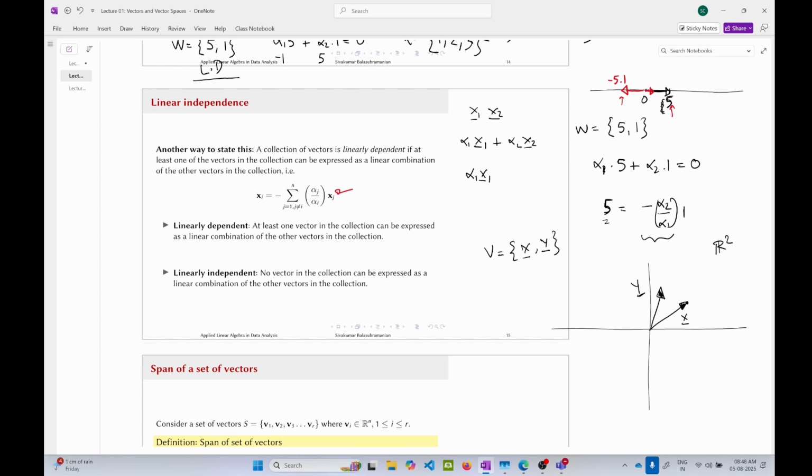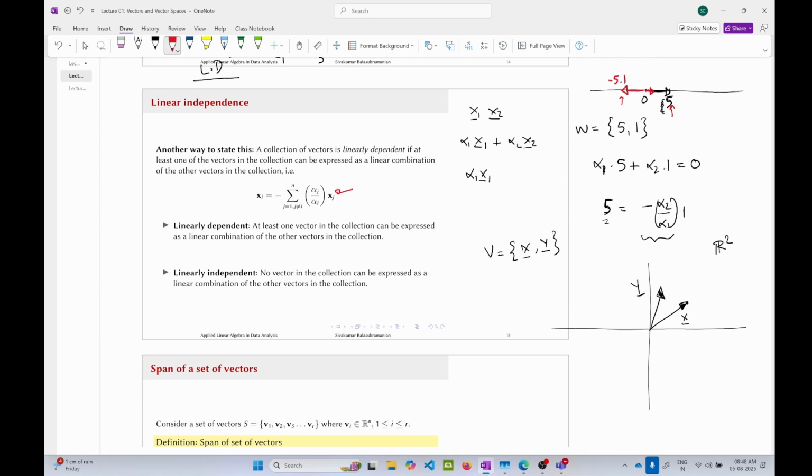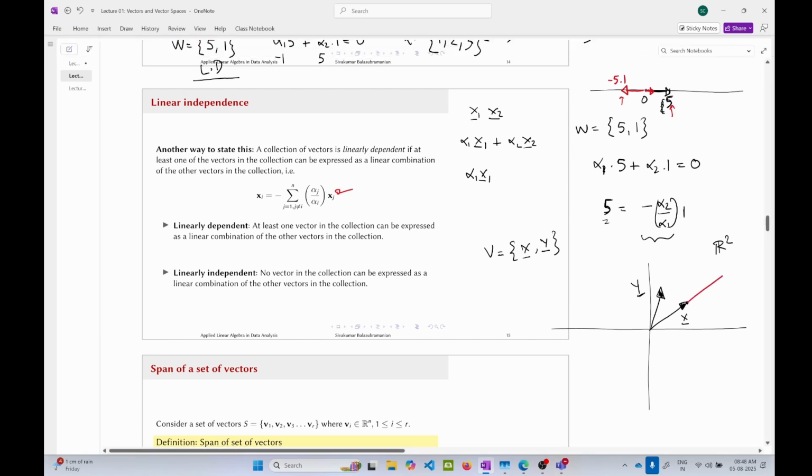See, if I take x and multiply by 1, I get x. If I multiply by 0.5, I get a point that is halfway between 0 and x. If I multiply by 2, I get a point that is twice as distant as x, but in the same direction as x. That means by simply changing alpha between minus infinity to plus infinity, I can produce all points pointing along the direction of x. That means linear combinations of x will produce all these points. The red line that I've drawn is essentially all the points you can produce by taking linear combinations of x.